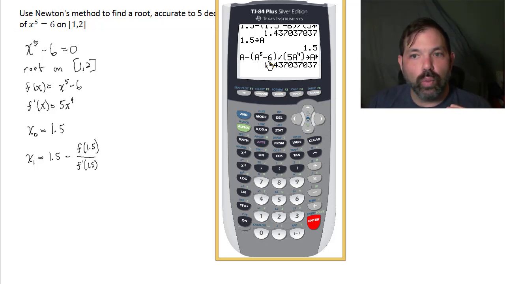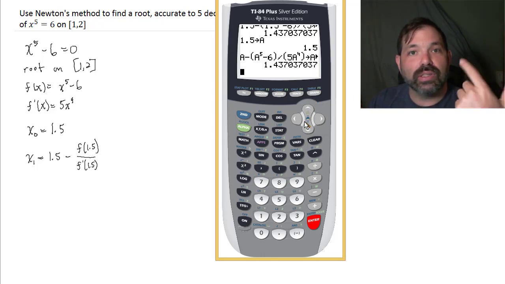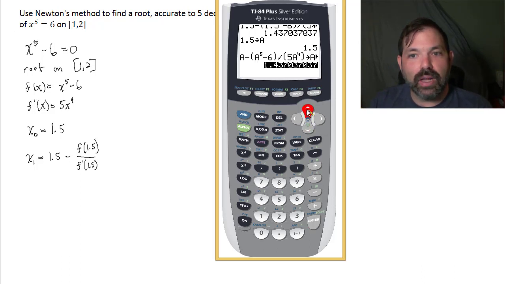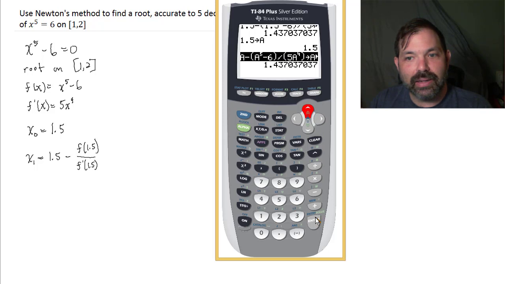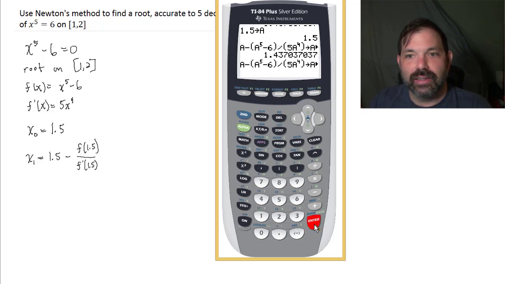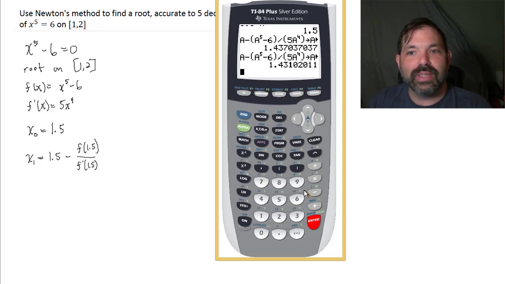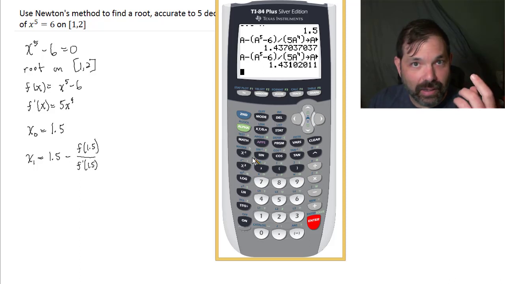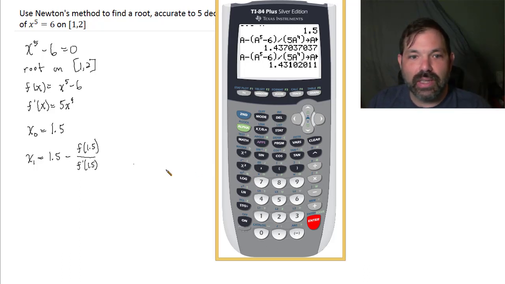Now here's the neat part. It's now storing this number as A. And so if I do the same process again, if I move up and bring up that same line, it'll repeat the same process again. So move up, hit enter, that brings up that line that you typed in. Or on older calculators, if you hit second and the enter button, it brings up your last entry. Hit enter again. See, now it used the 1.437 as my X value and went through the process again.